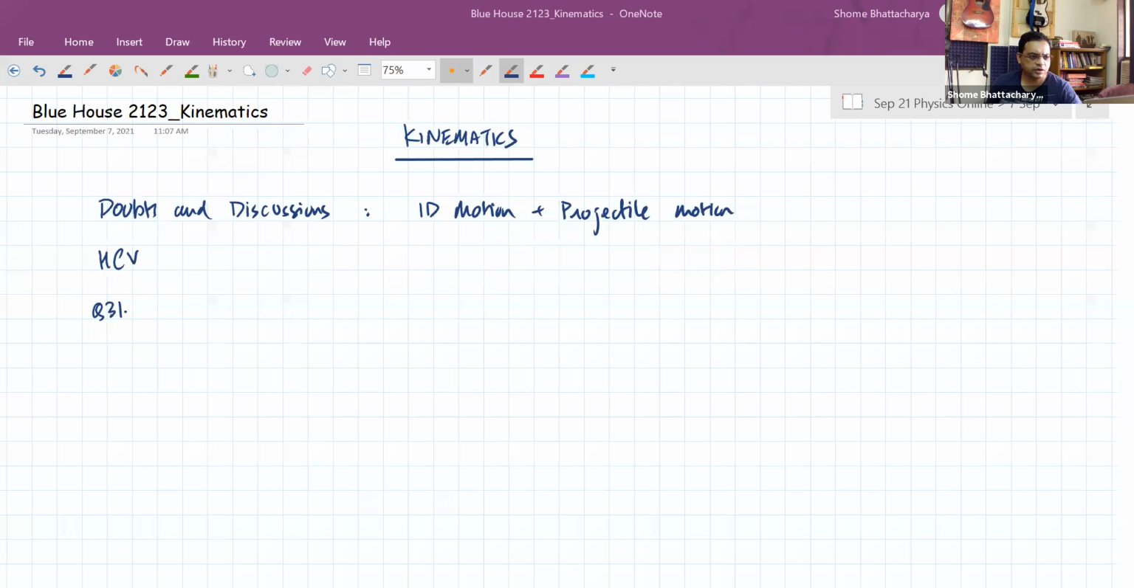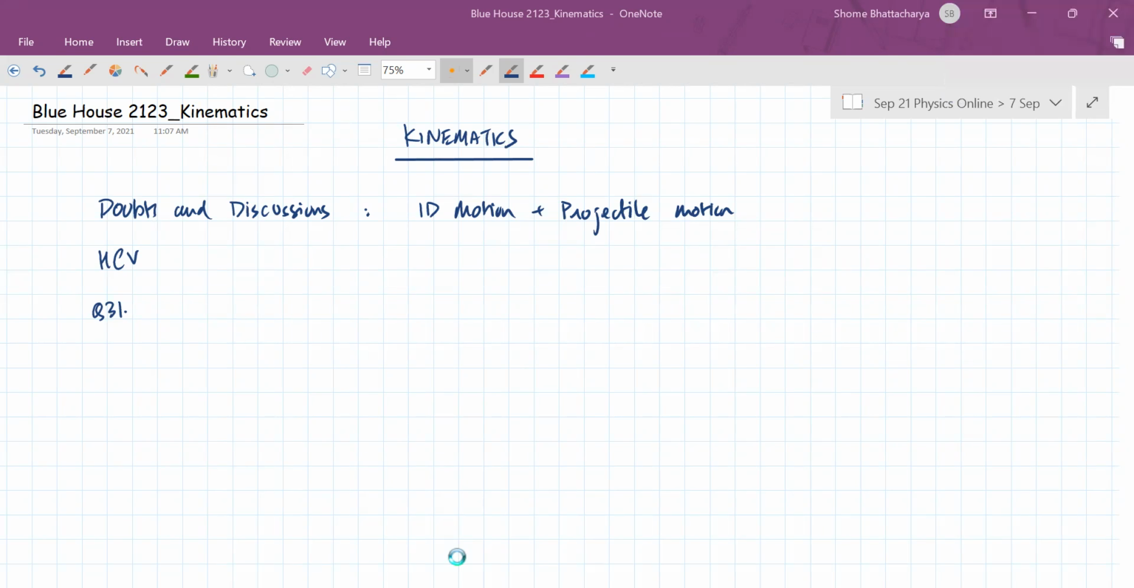So just go through the question if you have it, if you have HC Verma in front of you right now. Okay, so I'm just mentioning the question.